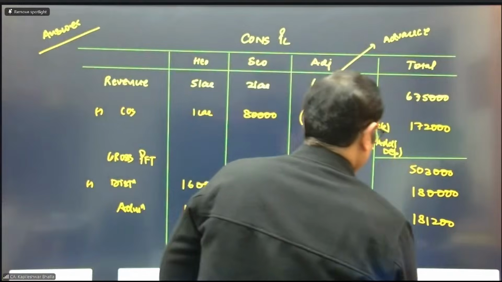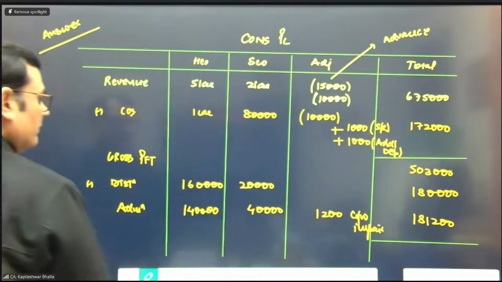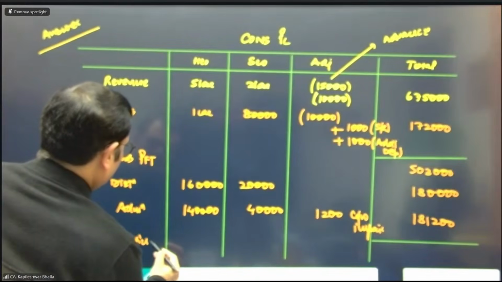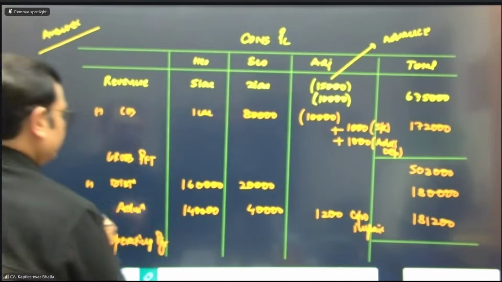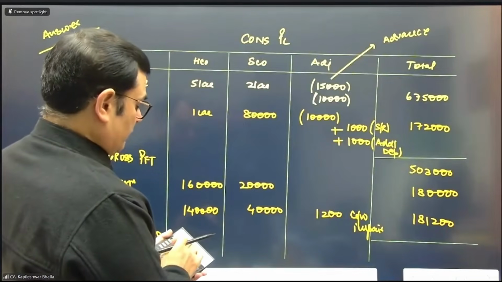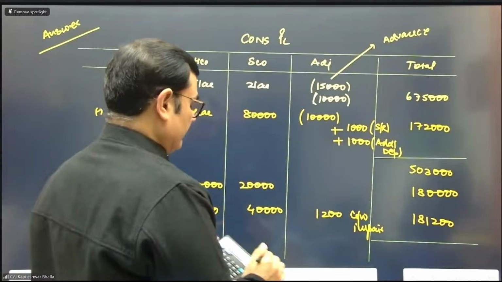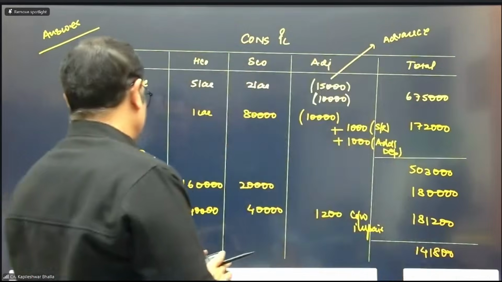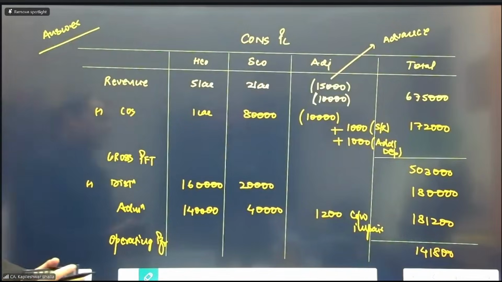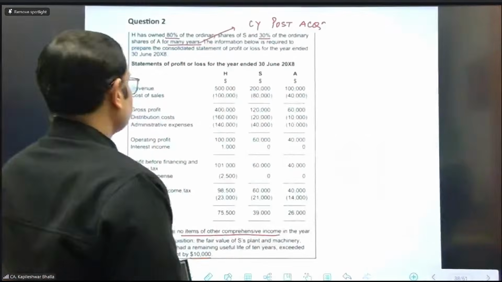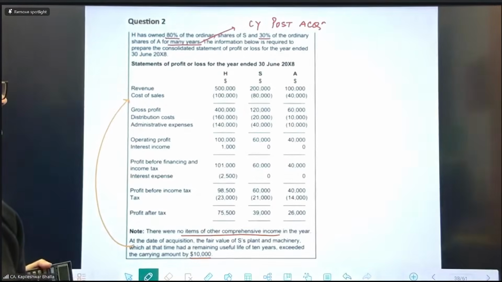So with this, we'll be able to get the operating profits. So 5,03,000 minus 180 minus 181,200, that's 141,800, the total operating profit. So let's go back to the question. So operating profit is done.